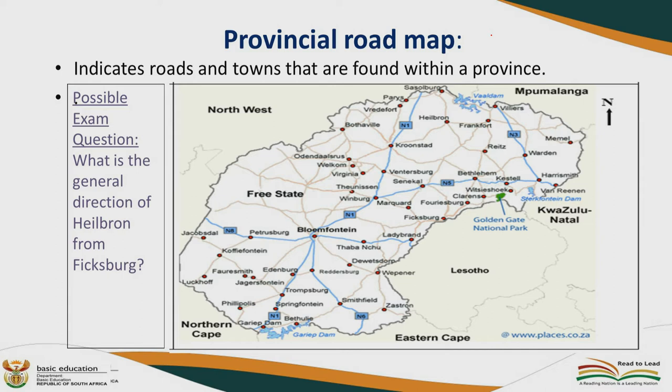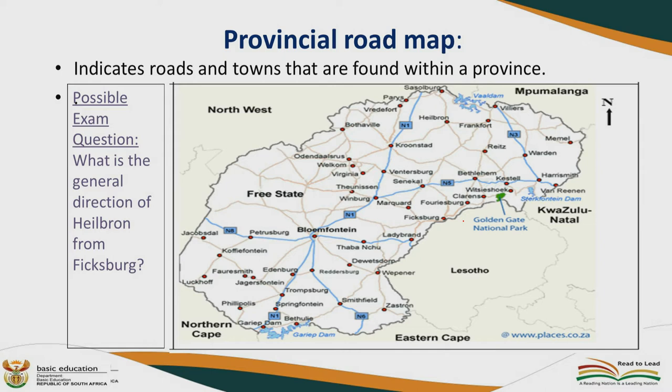The possible exam questions that you can expect, they can ask you, what is the general direction of Heilbron from Ficksburg? From Ficksburg, it means if you are positioned in Ficksburg, then what would be the general direction of Heilbron? So this one is quite a straightforward example. If you are in Ficksburg, there is Heilbron, just moving up. So it means here the answer would be, from Ficksburg, the general direction of Heilbron would be the north direction. I hope it's clear, we understand.